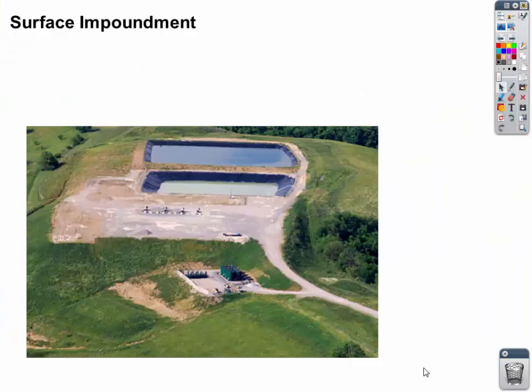Another option for the disposal of hazardous waste is called a surface impoundment. Now, a surface impoundment is used for liquid hazardous waste and is stored at the surface. I use my example of fracking fluid here, and a surface impoundment looks just like a pond. This is more so a temporary storage for liquid hazardous waste.